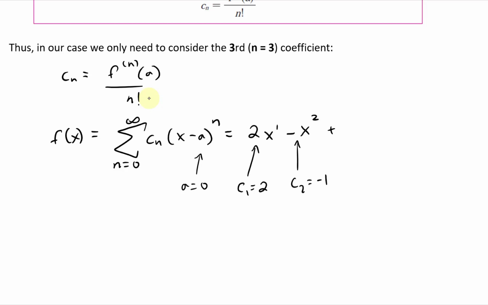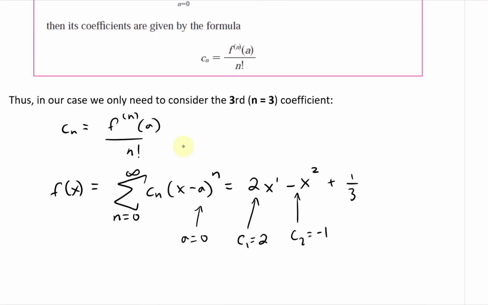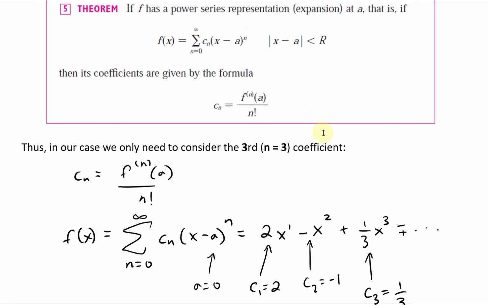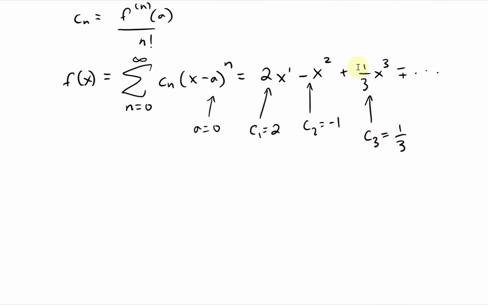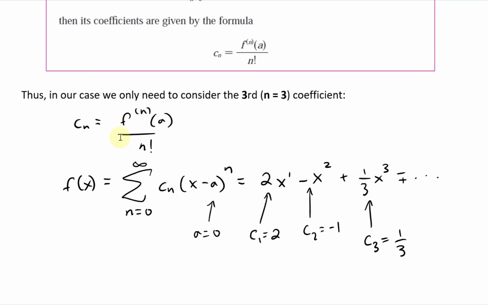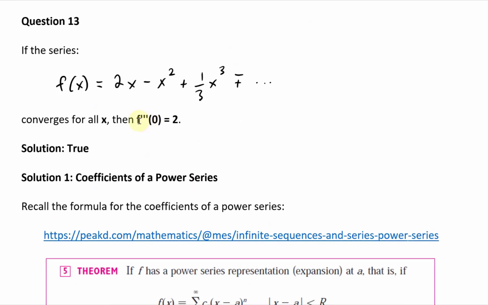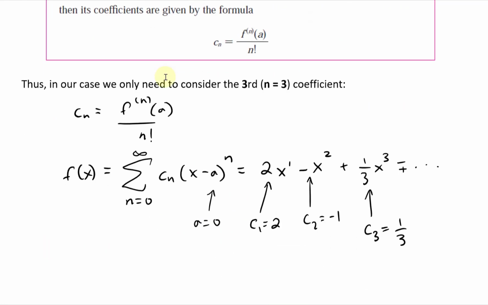And the next one's going to be plus 1 over 3 x cubed, and then it goes minus, plus, dot dot dot. So we only need to worry about this one. That's going to be our c3 equals 1 over 3. So what this means is we could take this coefficient as 1 over 3 and throw that into this formula for n equals 3, and we can get the third derivative, or f triple prime, and then rearrange it to solve for what it is.